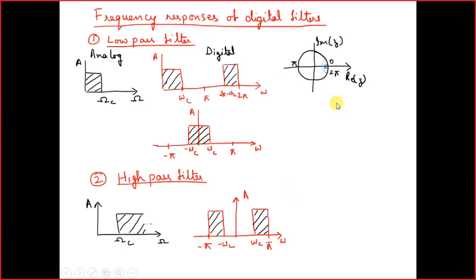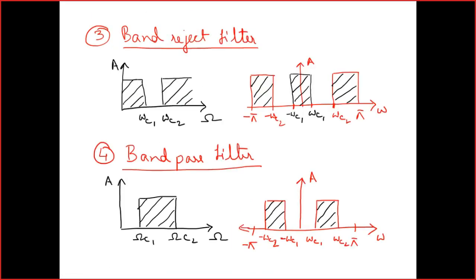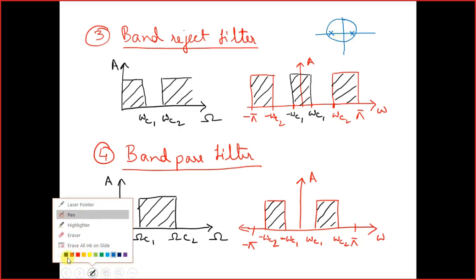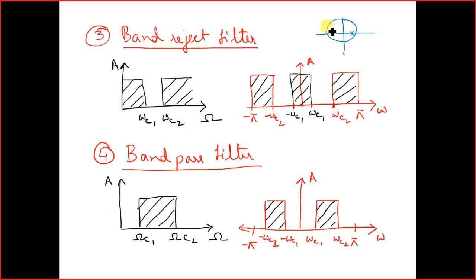So, did you understand this low pass filter and high pass filter? Yes. So, it's similar to that. It is just a combination of this one. Say, for example, you have a pole here and you have a pole here. This pole will be effective over here. This pole will be effective over here.